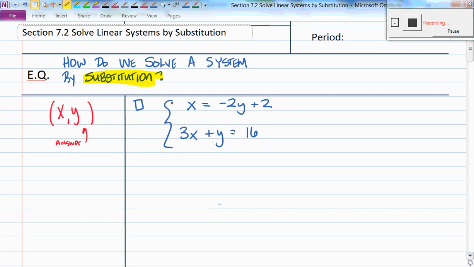Okay, so let's say we have this system here. We have x equals negative 2y plus 2. I'm going to call that equation number 1. And 3x plus y equals 16. I'm going to call that equation number 2.